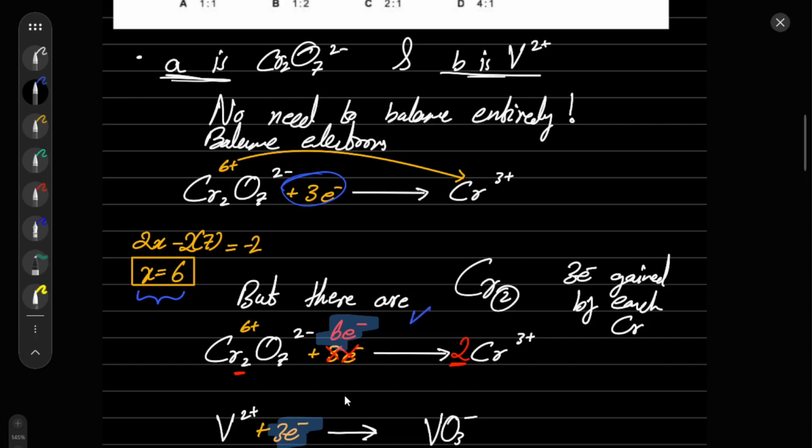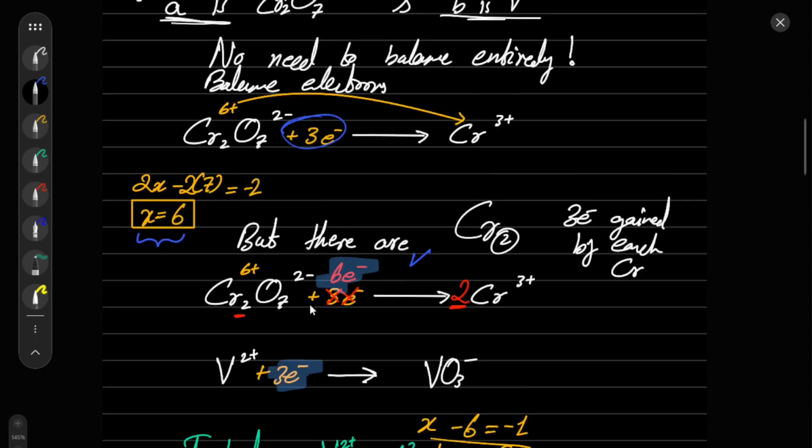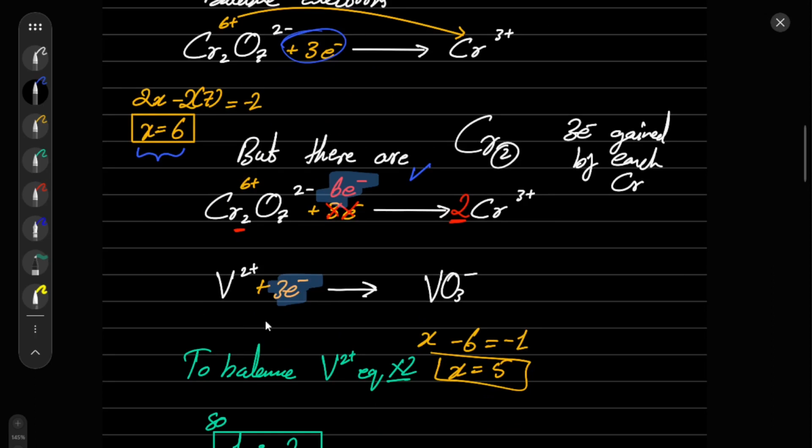We have an equation that has mildly been balanced, right? You have electrons being balanced for them. On the other hand, you can figure out the electron exchange for vanadium by the same methods. X being the oxidation number of vanadium, minus 6 being the oxidation number of overall oxygens, and minus 1 being the overall charge of that compound that we're talking about, right?